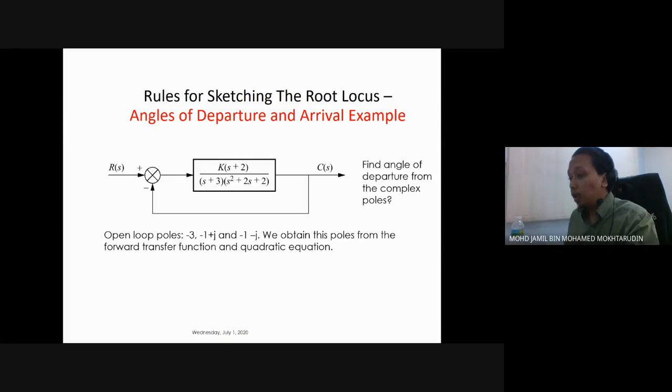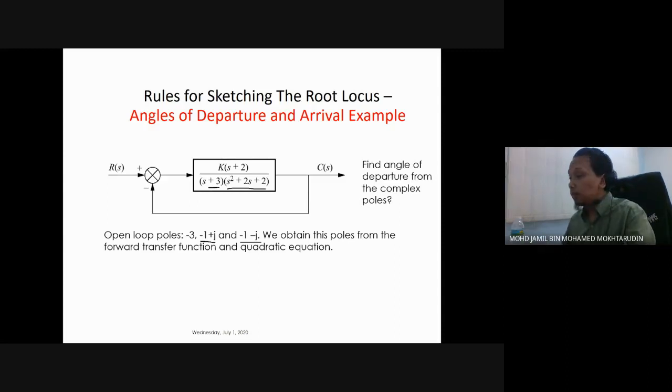So here the open loop pole is -3, and the other factor you cannot factorize by hand, so you need to use a calculator, and you get -1 plus j and -1 minus j. So these two poles here are complex numbers. Complex poles mean you have to expect an angle of departure. For poles, angle of departure. For complex zeros, angle of arrival.